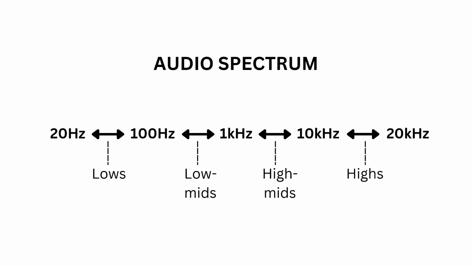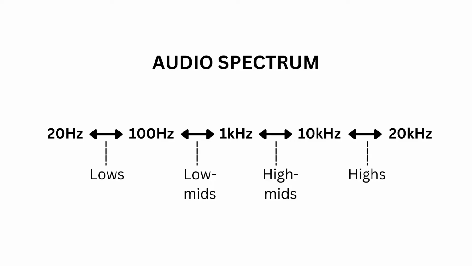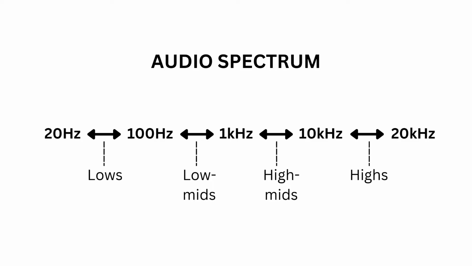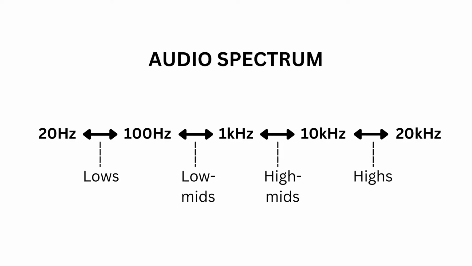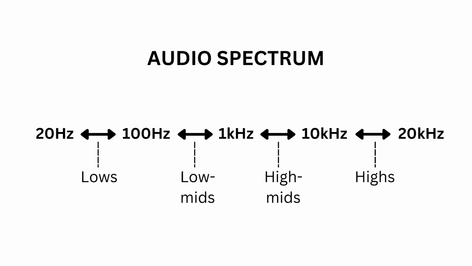This audible range of frequencies, 20 Hz to 20 kHz, is usually divided into 4 sections. We have the lows from 20 Hz to 100 Hz, the low mids from 100 Hz to 1 kHz, high mids from 1 kHz to 10 kHz, and highs from 10 kHz to 20 kHz. The frequency at which you transition from one section to the other is known as the crossover frequency, and this crossover frequency varies depending on the manufacturer of your speaker or on the sound engineer.